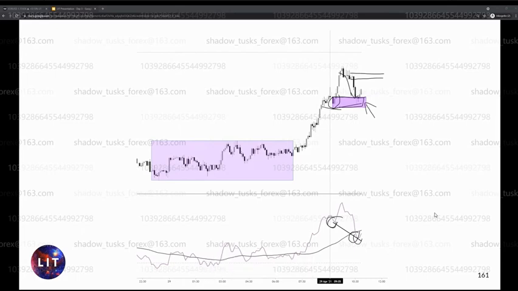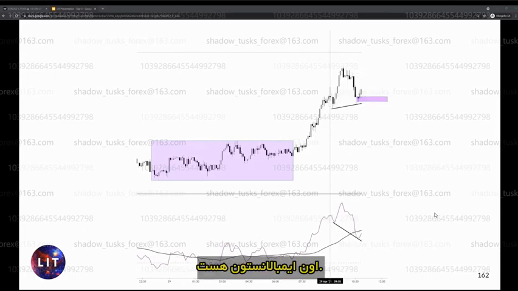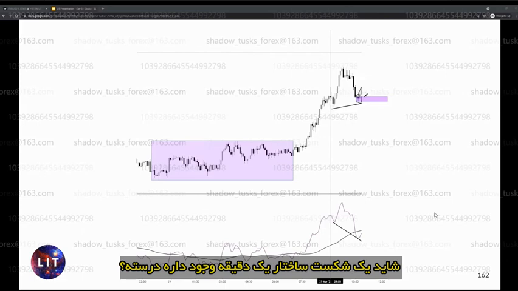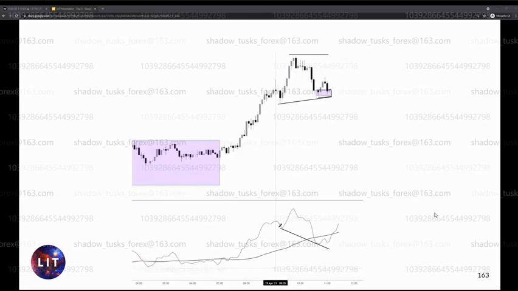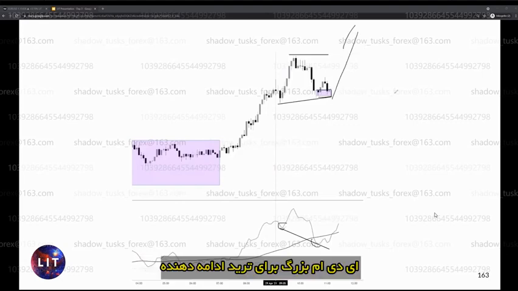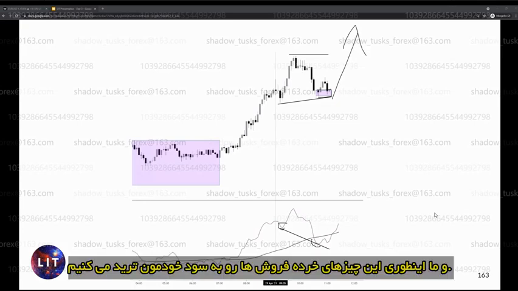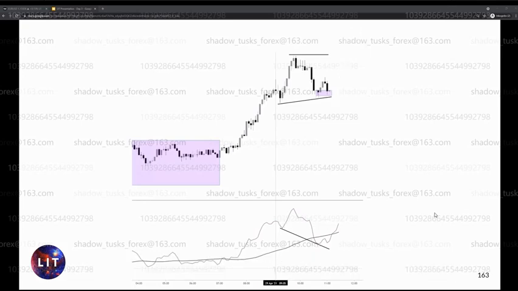So what do you do? You break it down to the 1 minute, there's your imbalance, maybe there's a 1 minute break of structure, right? And you're just trading the mitigation of this huge EDM in here for continuation trades. That's how we trade this retailer stuff to our advantage.